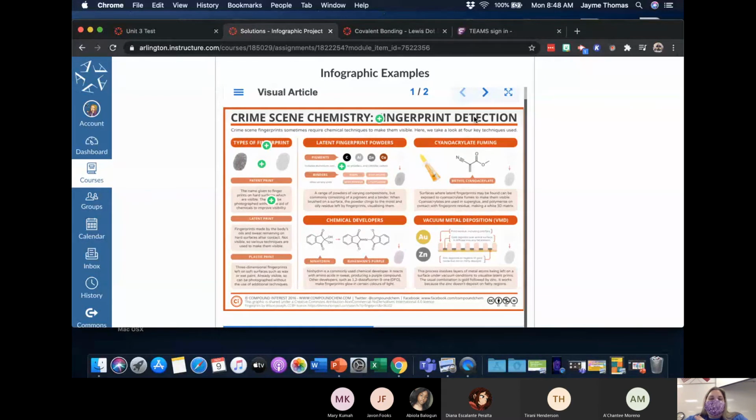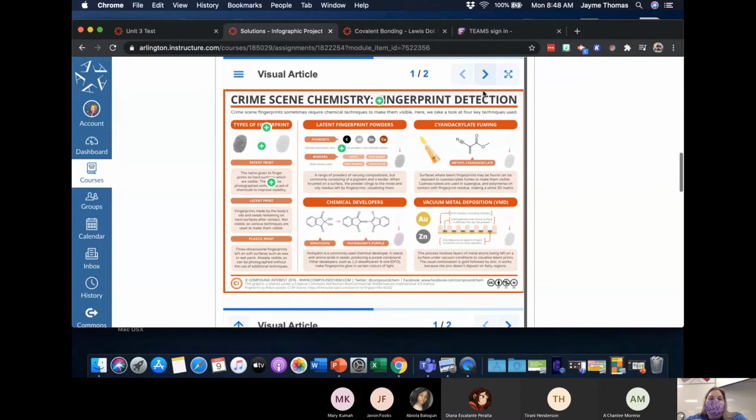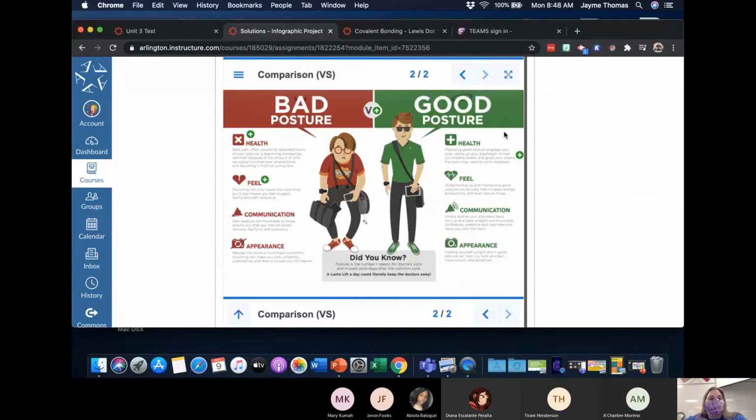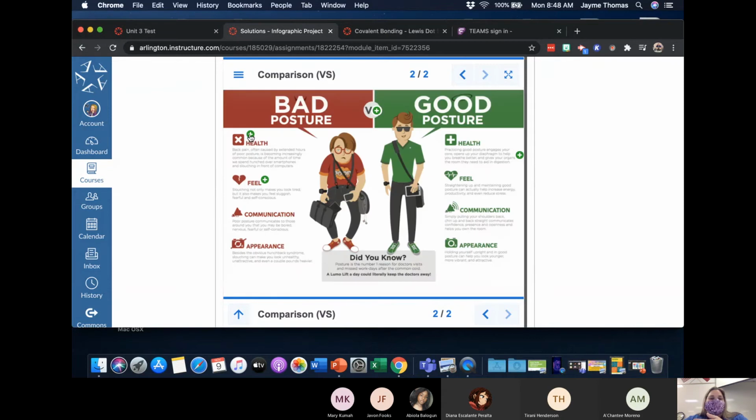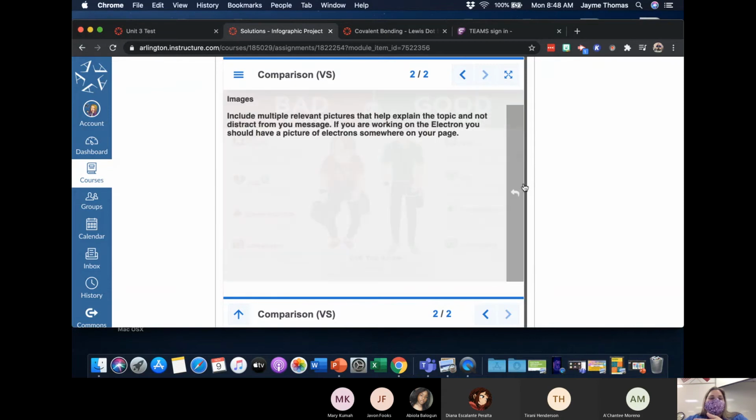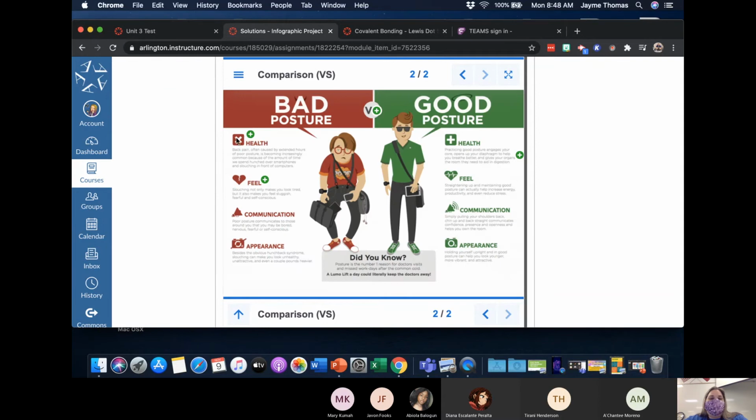The other one, if you go over here, this one is showing you a comparison, which we're not really going to use this type of infographic because you're not comparing things, but it's on here just to show you that all these parts are still here. There's still a title that's clear to read and easy to find. I can still see there's images that are relevant, because if I look at the health one, it's got bad health or bad posture with kind of an X. Good health has the little plus sign that you relate to doctors and nurses. On feelings, the heart is broken for the bad side. It's got a regular heartbeat on the good side.